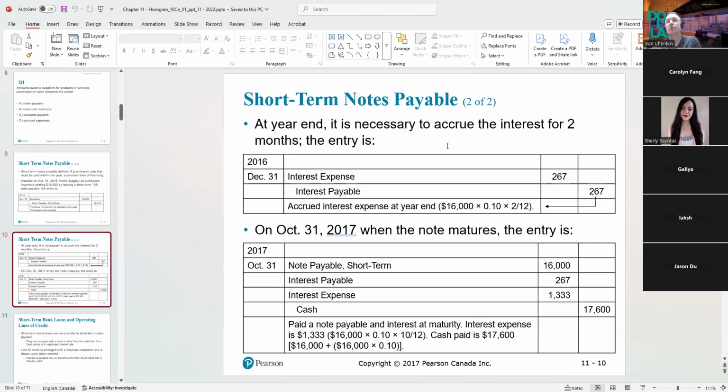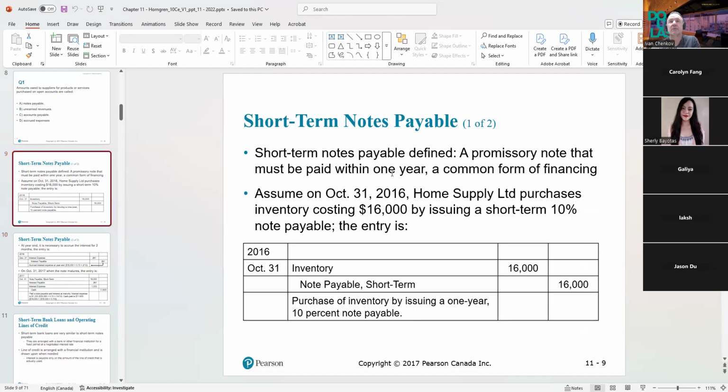Yes, we do. Do we have to show that interest as an interest payable at the reporting date? Because now we're going to sit on December 31st and ask ourselves, do I have to pay anything in the future for something that I did in the past? What's happened in the past? I issued a 1 year note payable, which is a promissory note that has to be paid within 1 year.